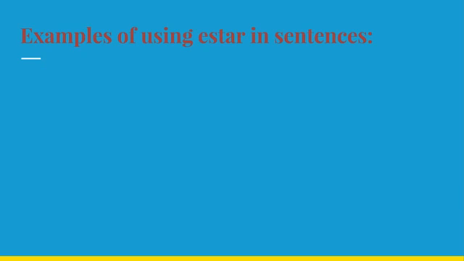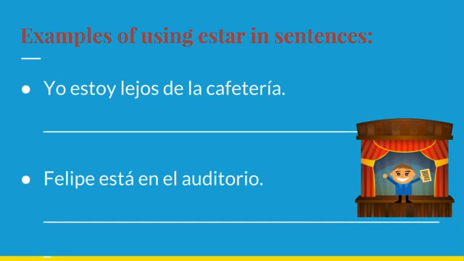So here are some examples of how you use estar in sentences, because I know that learning charts is awesome, but unless you're able to use estar to actually speak in sentences, it's not going to do you a ton of good. So here are some examples of using estar in a sentence. So we said, yo estoy lejos de la cafetería. Using the chart I just showed you and the prepositions from a little bit earlier, I'd like you to tell me what that means. And the same with Felipe está en el auditorio. So go ahead and pause the video and fill in your answers.